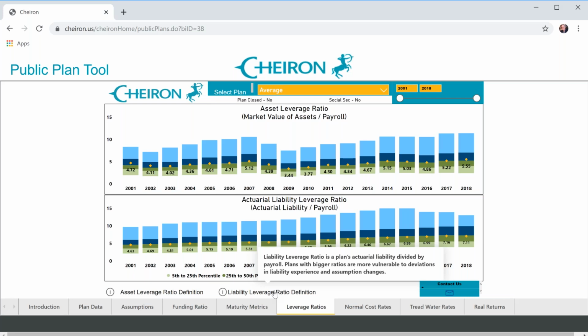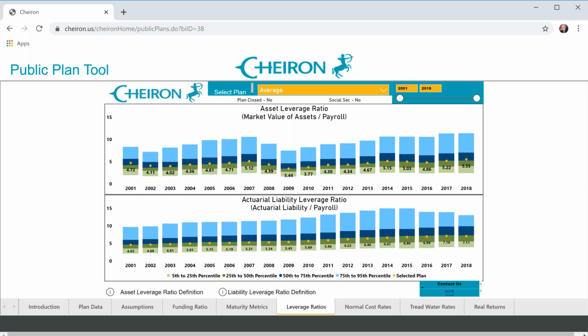So as an example, a plan with a ratio of 5, which is fairly close to the average right now, that earns an investment return that's 10% less than its assumption. So if it's assuming 7%, that'd be a minus 3% return. That plan would suffer an investment loss equivalent to 50% of its payroll, the 10% times the 5.